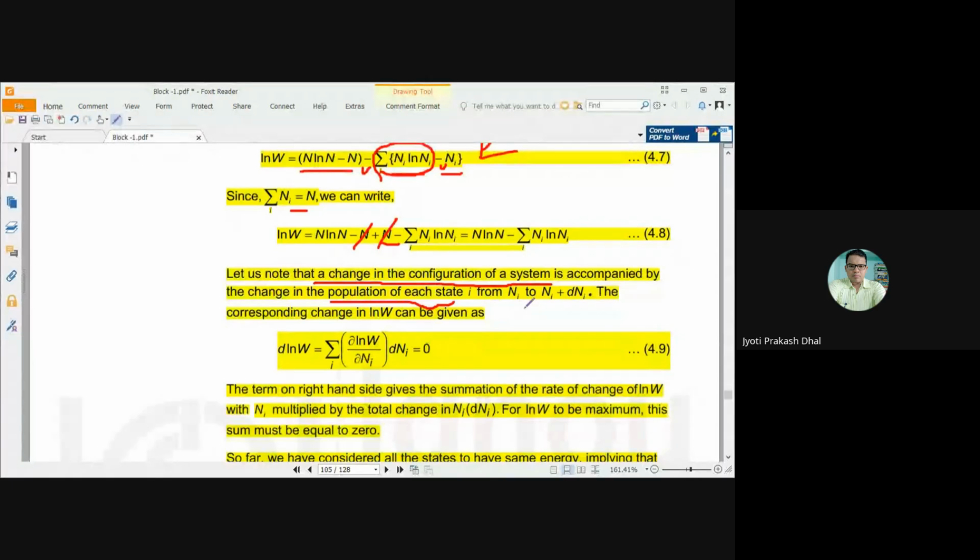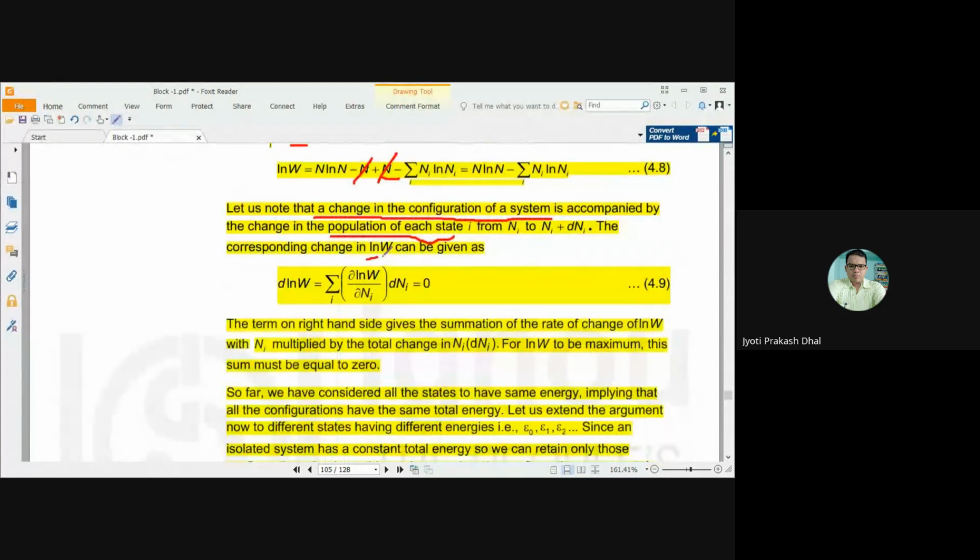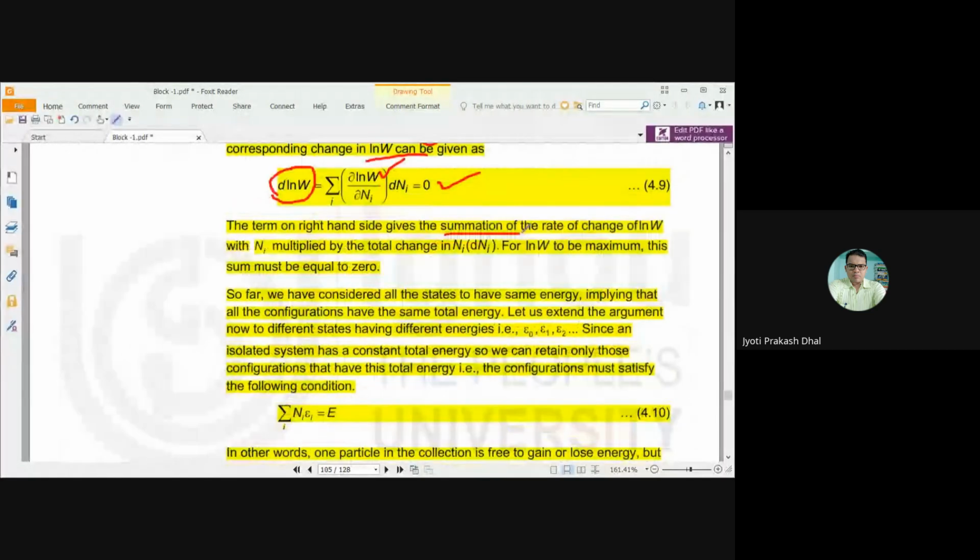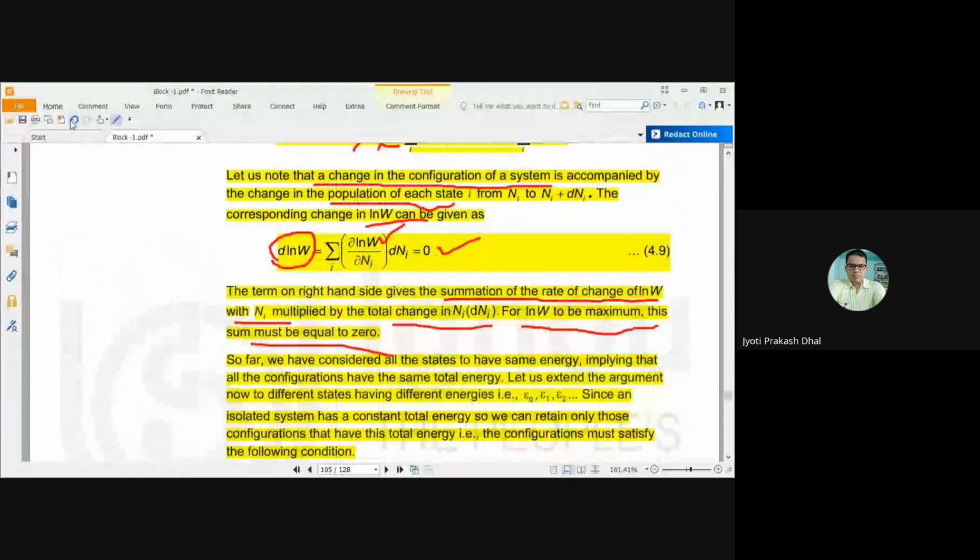And the corresponding change in ln w can be given as, so the left hand side there will be a small change, that is d ln w equals the summation of del ln w divided by del ni, dni, equal to 0. So the term on the RHS gives the summation of the rate of change of ln w with ni, multiplied by the total change. For w to be maximum, this summation must be equal to 0. In order to get the maximum value, the first derivative term should be equal to 0. So this summation will be equal to 0.